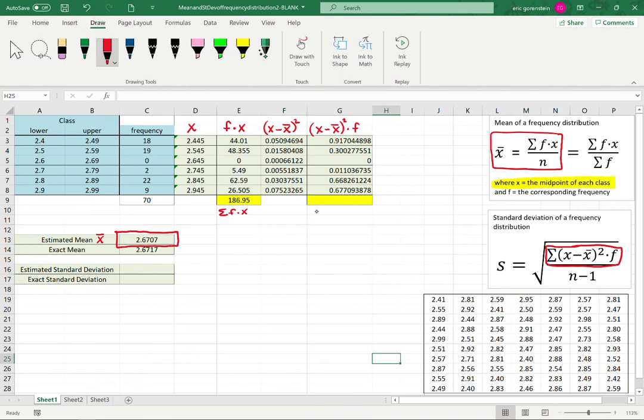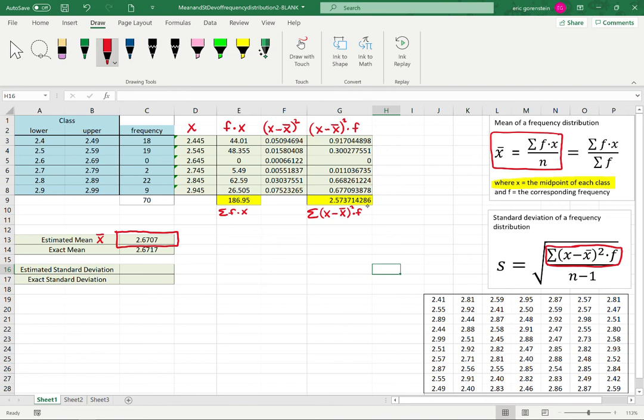So in this cell, I'm going to have the sum of (x minus x bar) quantity squared times frequency. That's the entire numerator of the fraction. Okay, so we'll add them up, use the sum function, equal SUM, parentheses, I only want to go up to G8. Now we have to take that number, divide it by n minus 1, and take the square root of that.